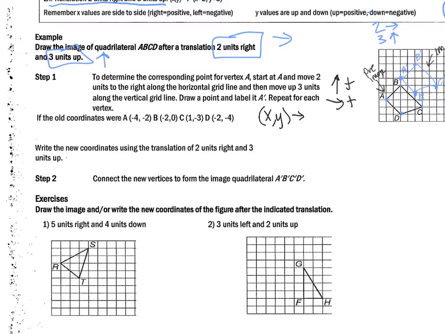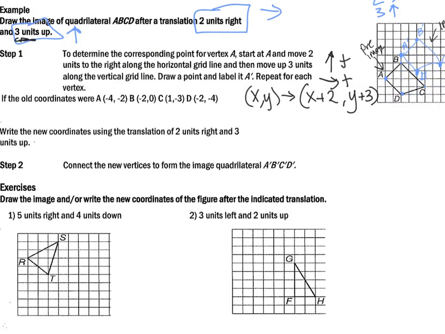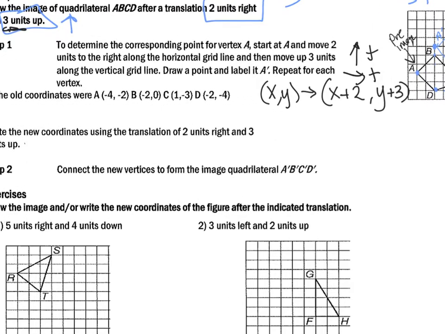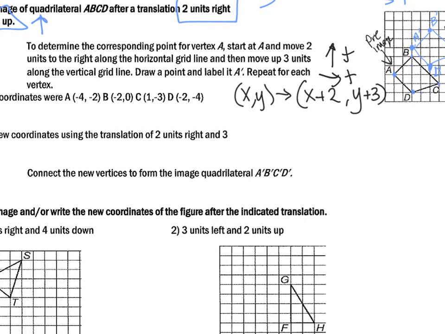Okay, so that means my algebraic representation should look like (x, y), because that's your starting point, and what's happening to your x value? If we go to the right 2 places, so +2. So (x + 2, y + 3), since we're going up, that's positive, and we go up 3 units. Okay, so take a second, make sure that makes sense to you. And then if you don't have your graph, take your old coordinates and use this kind of like a formula almost.